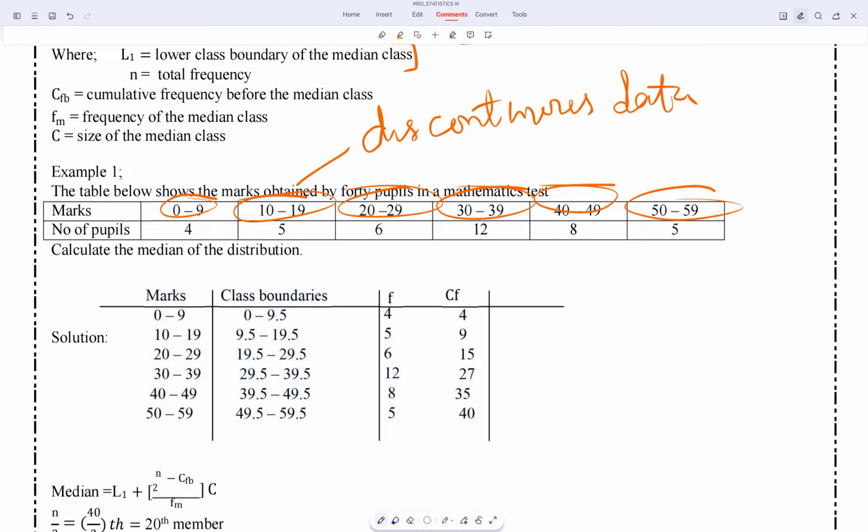Now, because this is a discontinuous class interval, this data is going to have class boundaries. Let's get into the solution. Your solution starts with your class interval. After writing your class intervals, 0 to 9, 10 to 19, 20 to 29, 30 to 39, 40 to 49, 50 to 59, what you want to do is make it look like continuous data.